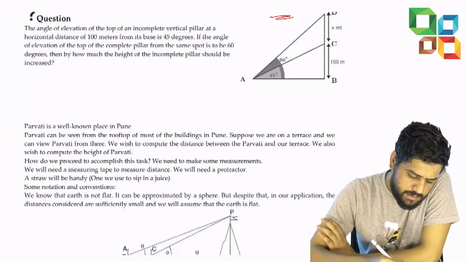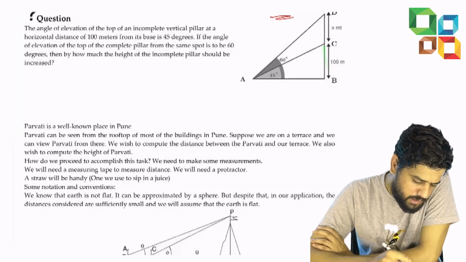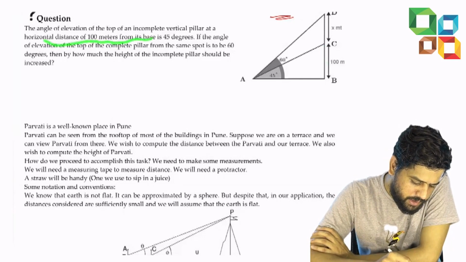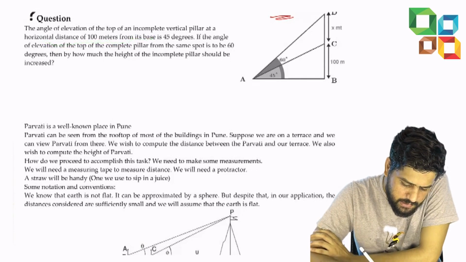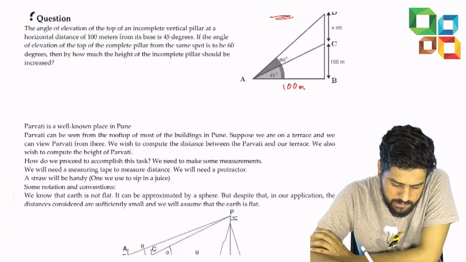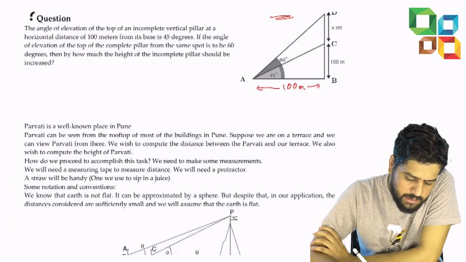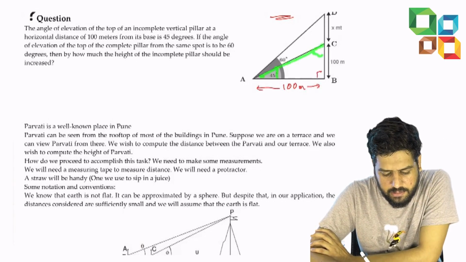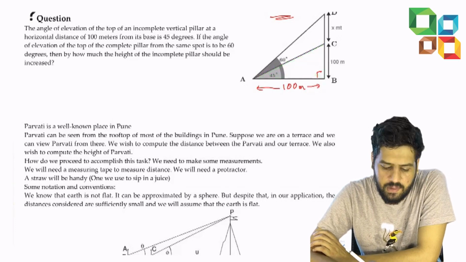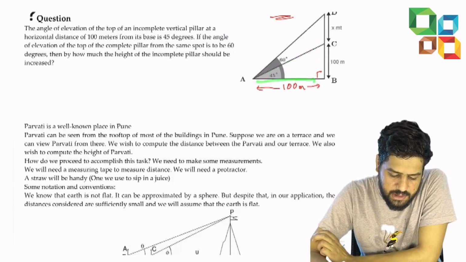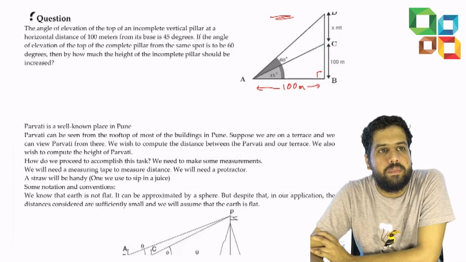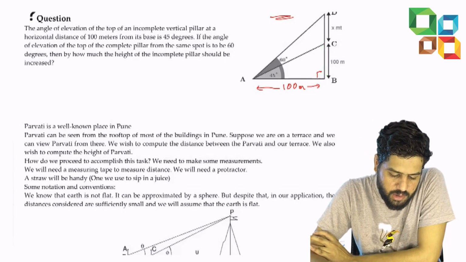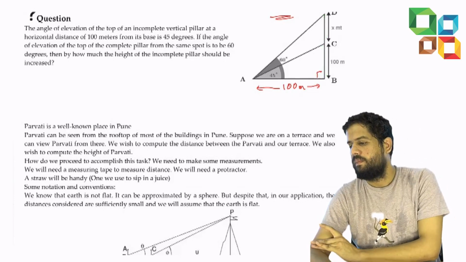So they're given this as 100 meters. They said horizontal distance of 100 meters from its base. So this is also 100 meters, but since this is 90 degree and this is 45 degree, this is 45 degree, this will be an isosceles triangle. Therefore, since this is 100, this also will be 100. Now you need to calculate x.